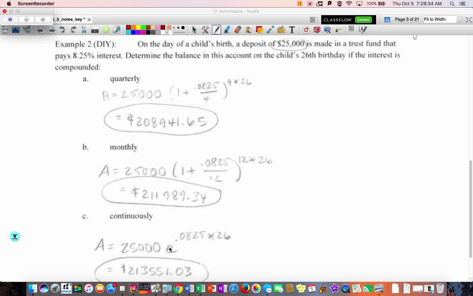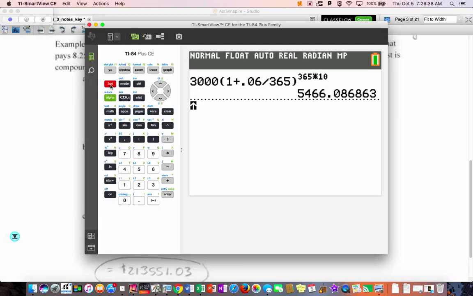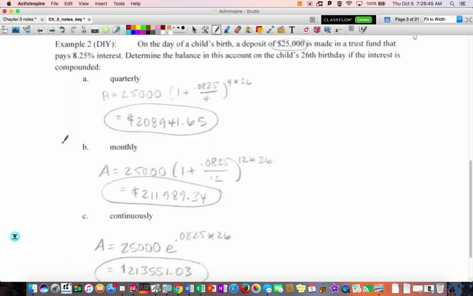If you hit second, LN, so on your calculator, if you hit second, LN, it puts the E on your calculator and it raises it to the power. Also, those of you that have the calculator with the caret symbol, it'll put the E, it puts the caret symbol, and it gives you the parentheses, so you don't even have to worry about that. So that's kind of nice. So second LN. But make sure these are your answers and that you're rounding to 2 decimal places because we're talking about money.